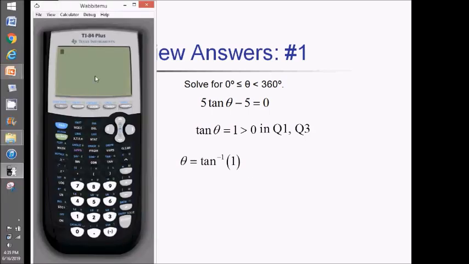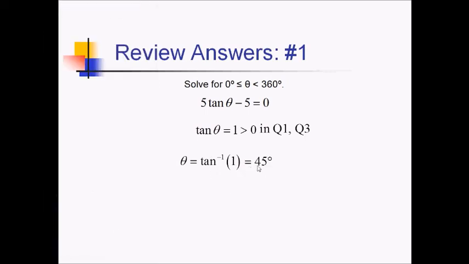So here we are in the calculator. Make sure under mode that you are set to degrees instead of radians. If you're in radians, switch it to degrees. And then we're going to do second tangent to get this little tan negative 1, tan inverse, and we'll enter 1 in there. And that comes out to 45 degrees.